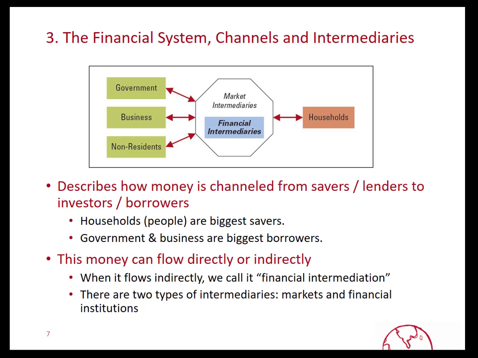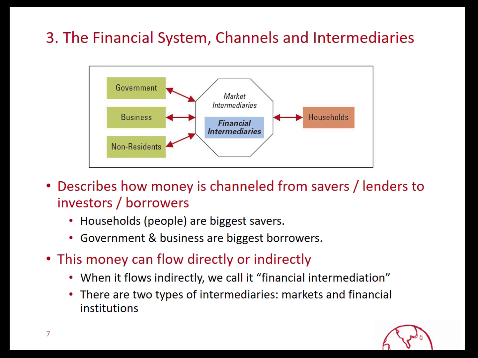The financial system itself is made up of three different types of players: government, business, and households, as well as non-residents, who are foreigners that are investing into our markets. When we talk about the financial system, we're really talking about how money is transferred or channeled from households ultimately to these three different types of borrowers, or they may be invested in those companies. We see that governments and business are the biggest borrowers and households are the biggest savers.